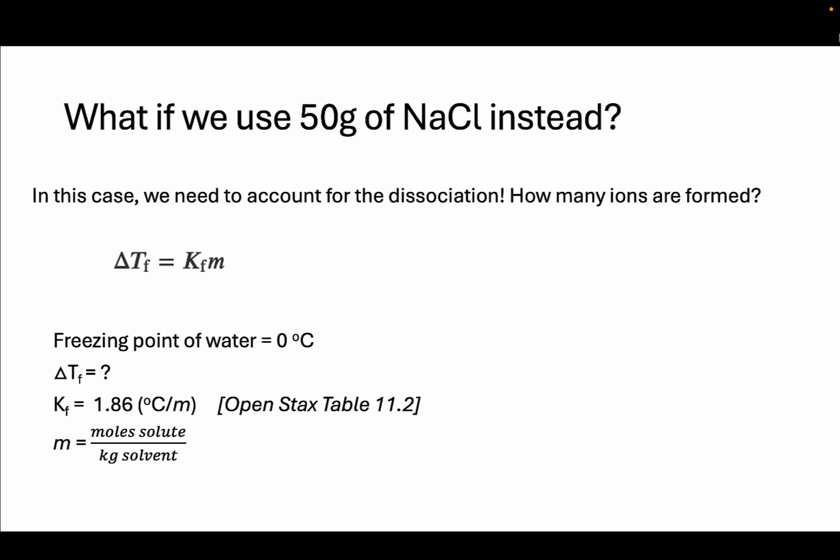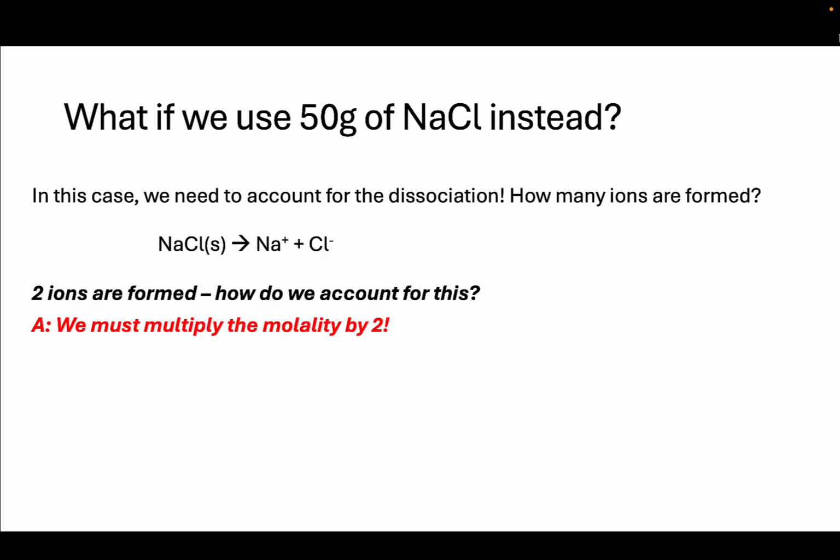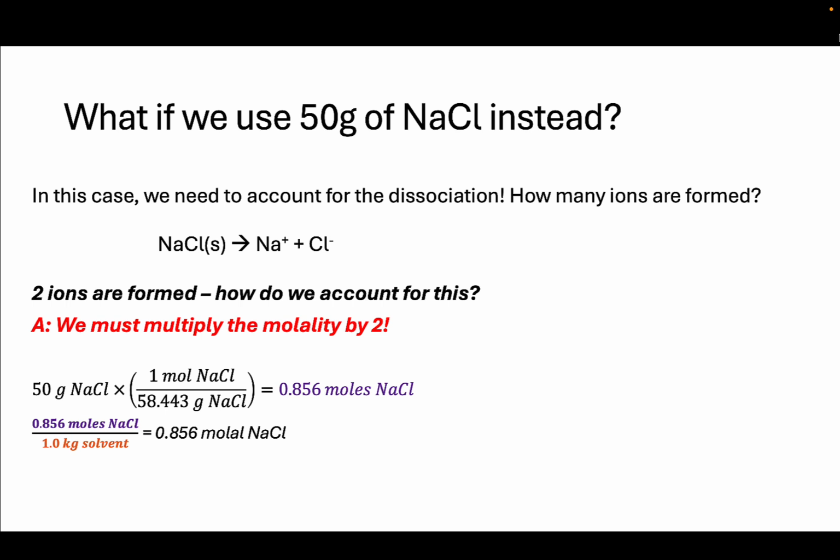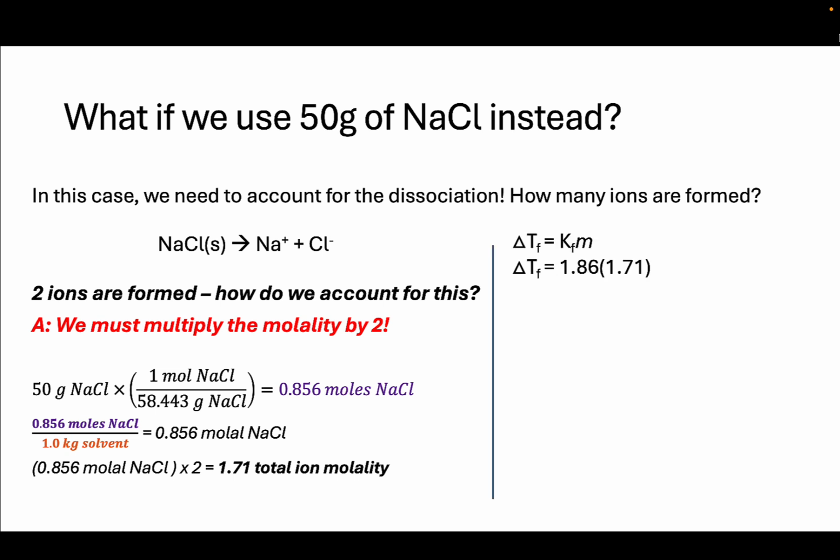All right, so now that we are looking at salt instead, sodium chloride, we need to think about how many ions are formed. So here, 2 ions are formed. We have to multiply the molality by 2 because for every 1 molal of our solution, we actually get 2 molal of ions. And so first, let's get the moles of the sodium chloride. We calculate that, and this is going to be 0.856 molal sodium chloride. But each of these sodium chlorides breaks into 2 pieces. It dissociates completely, and so the total ion molality is going to be this value doubled, 1.71 for total ion molality. And that's the value that we want to use here.